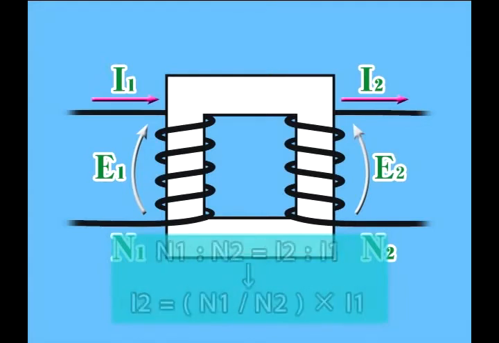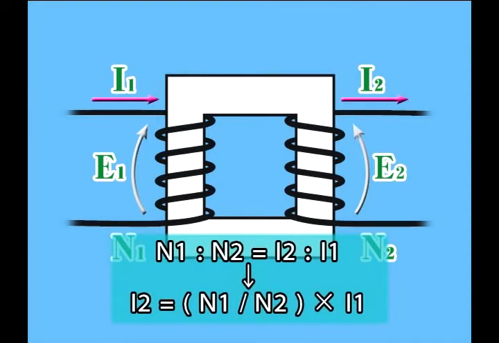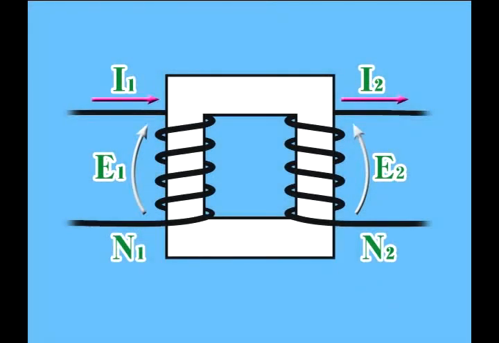And if we take the current in the primary turns as I1, and that in the secondary turns as I2, we have this formula. And we can rewrite it like this. Please note that the transformer can handle AC voltage and AC current only, and that it cannot convert DC voltage and DC current.